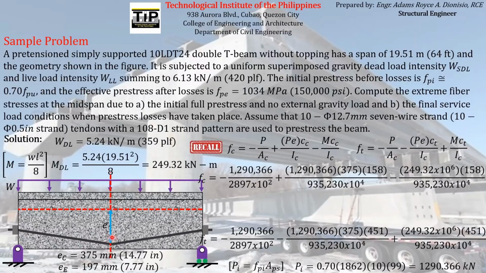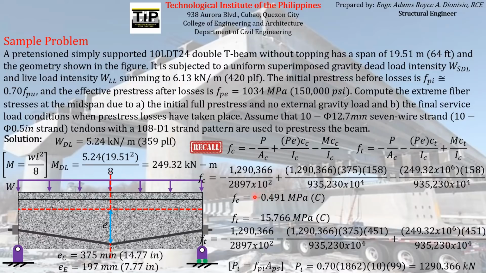So we will use the C, or the distance from the neutral axis to the bottom fiber, equal to 451, which is given on the problem. So if you will compute these two equations, you will see that the stresses acting on the extreme pre-compressed fiber is equal to this, and on the extreme pre-tensioned fiber is equal to this. So both are compressive stress according to what we have computed.